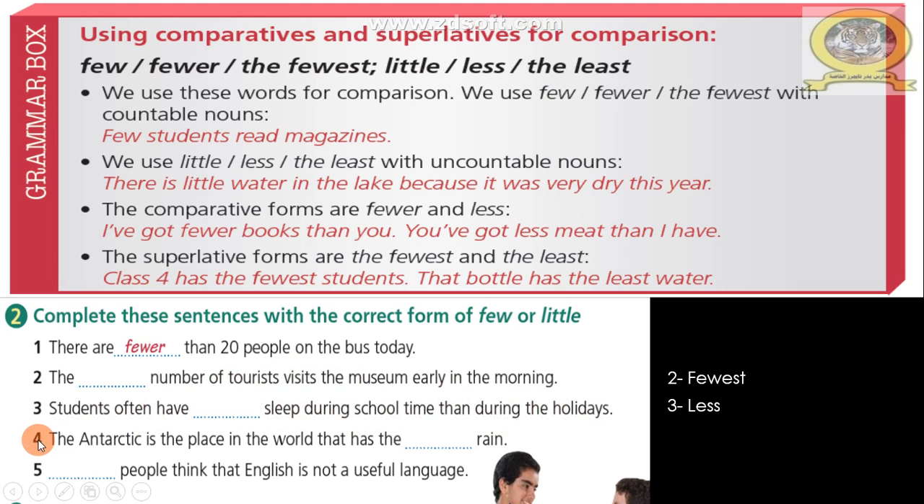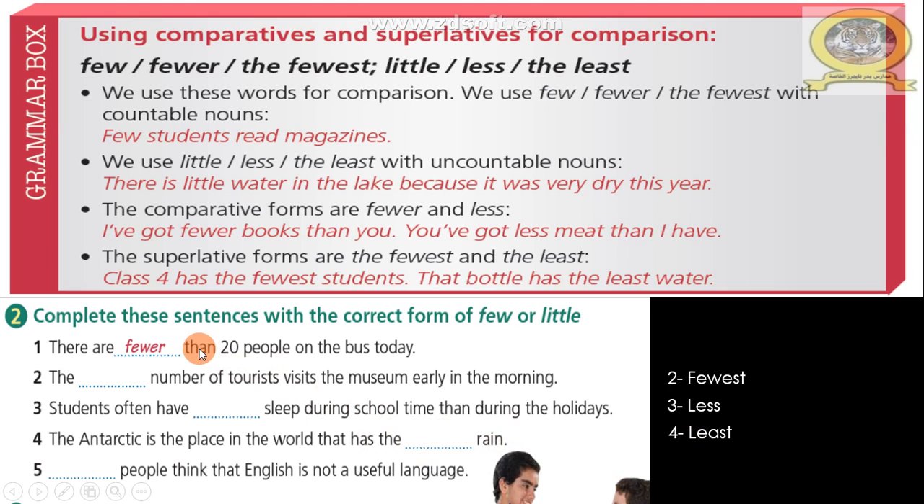Excellent. Number 4. The Antarctic is a place in the world that has the rain. Here, rain is an uncountable noun, and this is a superlative form. I'm not comparing between two. So the answer will be the least rain. The Antarctic is the place in the world that has the least rain.